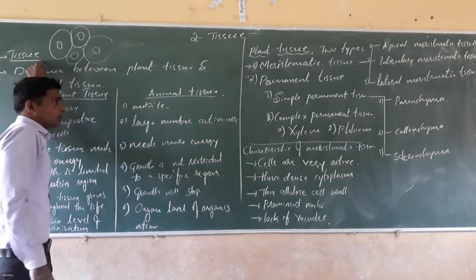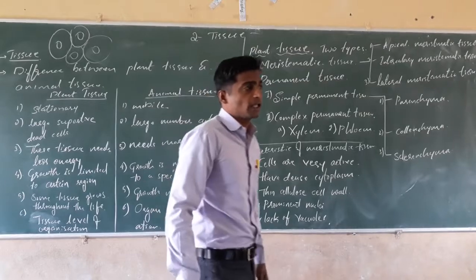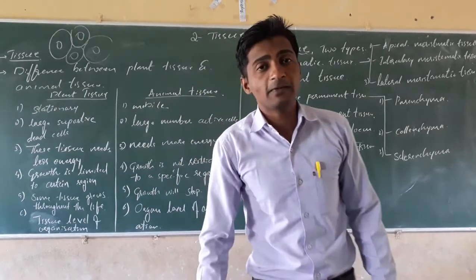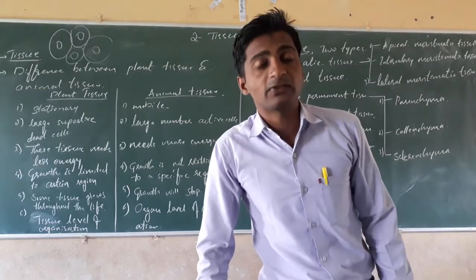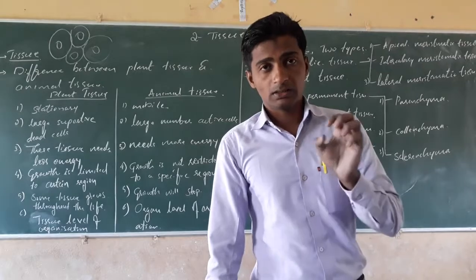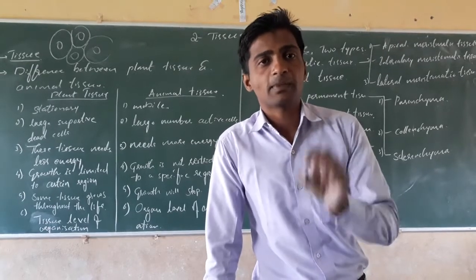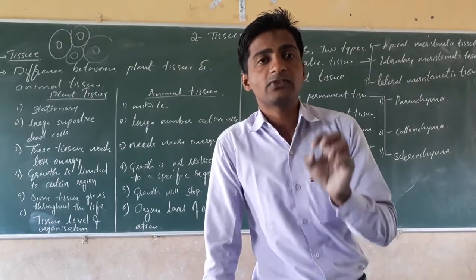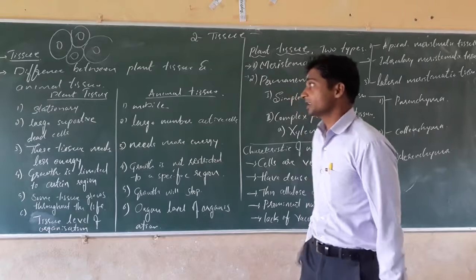Or in other words, we can define that the tissue is a group of same kinds of cells having the same functions or performing the same functions. This group of cells is called the tissue. The tissues are a group of same kinds of cells that perform the same functions.